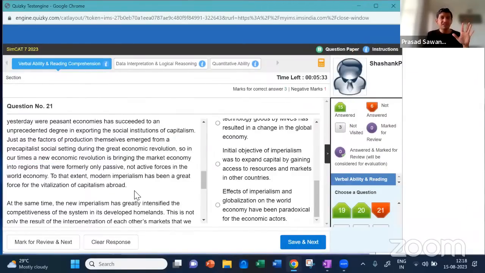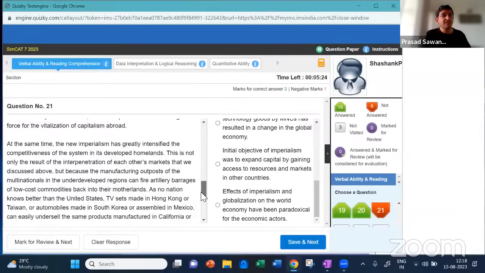So earlier they were passive, they were just sitting and trying to figure out what exactly is happening around, and peasant communities, they were just contributing normally, but now they have become hubs of capitalism, it seems. I don't know. Okay, fair enough.